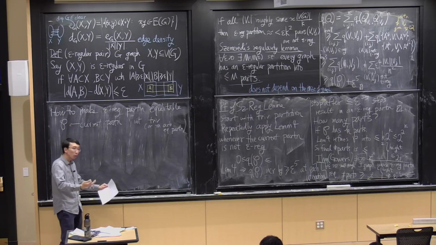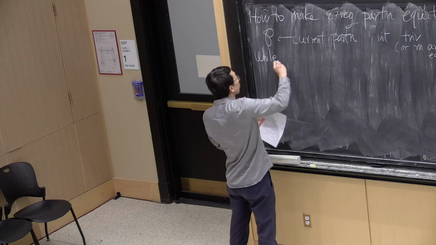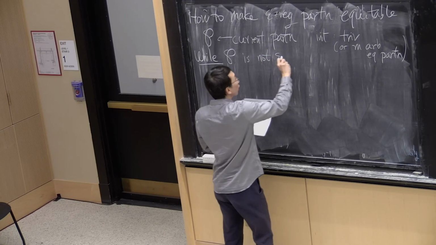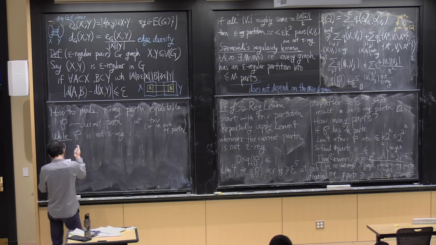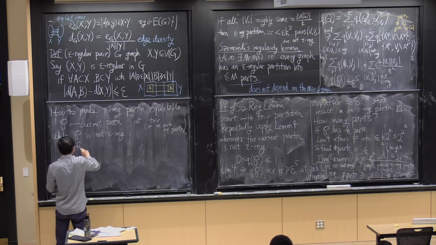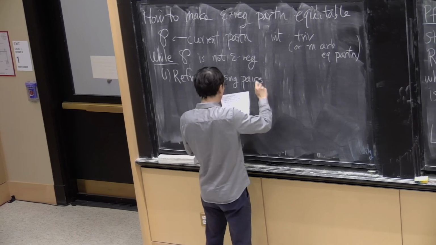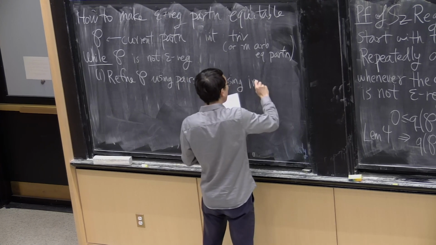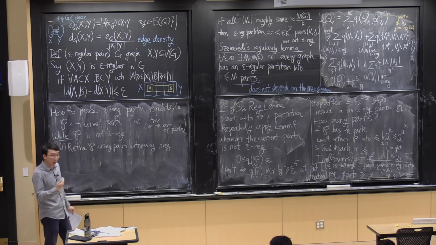Okay, so start with something where you don't really care about anything except for the size. And you run basically the same proof where if your P is not epsilon regular, then, okay, so we'll do what we've done before, so basically exactly the same thing. We refine P using pairs witnessing irregularity. Okay, so same as the proof that we just did. And now we need to do something a little bit more to obtain equitability.